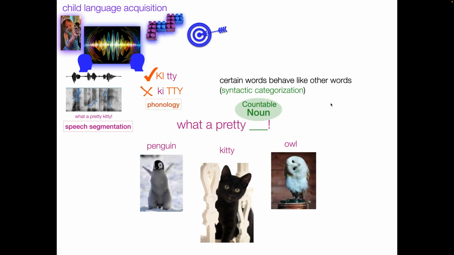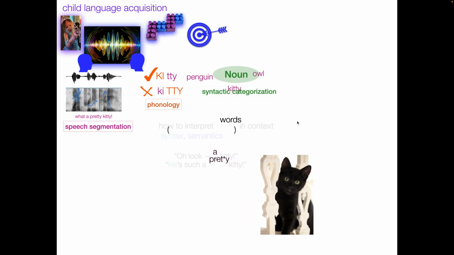You might also need to learn that certain words behave like other words. So what a pretty penguin, what a pretty kitty, what a pretty owl. These turn out to be the same kinds of things, which we might think of technically as nouns that are countable. And we've put them into the same category. It's a syntactic category, in fact, of noun. You might need to learn how to do that.